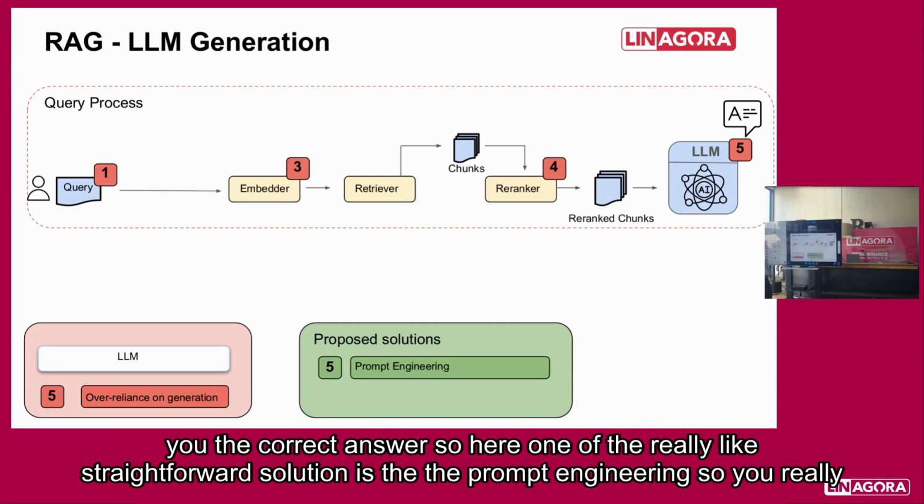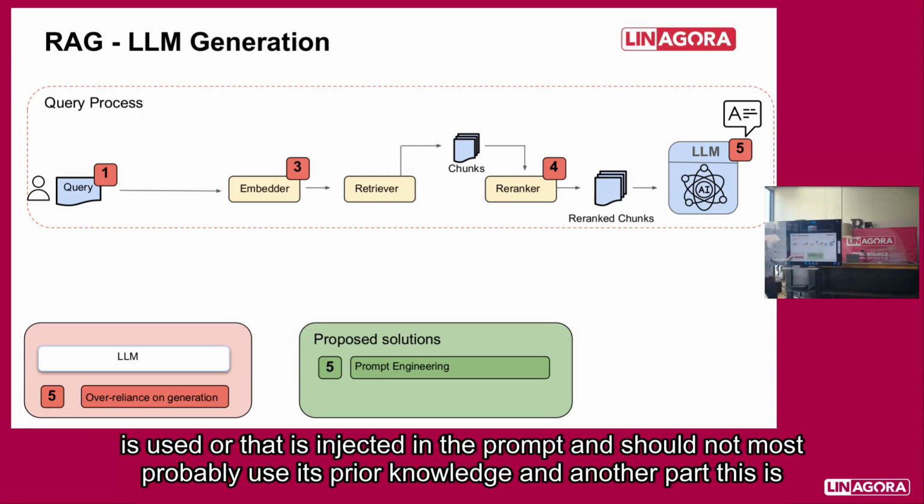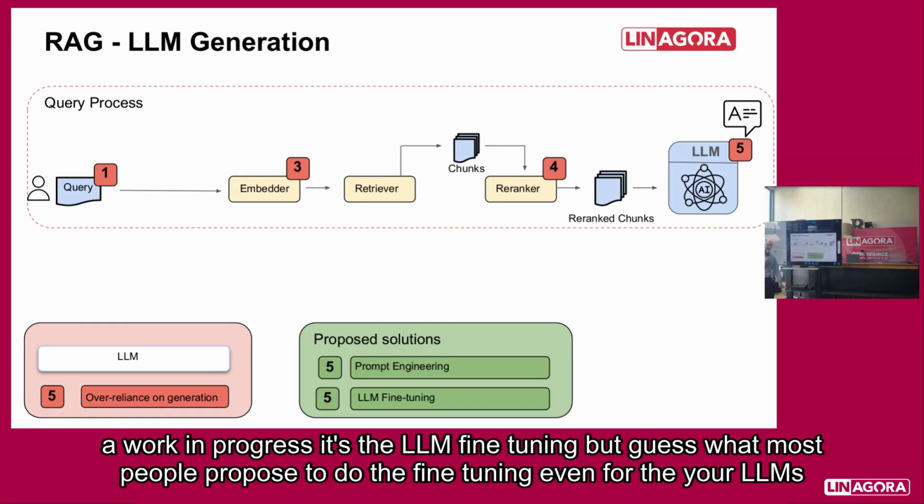So here, one really straightforward solution is prompt engineering. You really need to work hard on the prompt to somehow force and convince the LLM that it should rely only on the information injected in the prompt, and should most probably not use its prior knowledge.